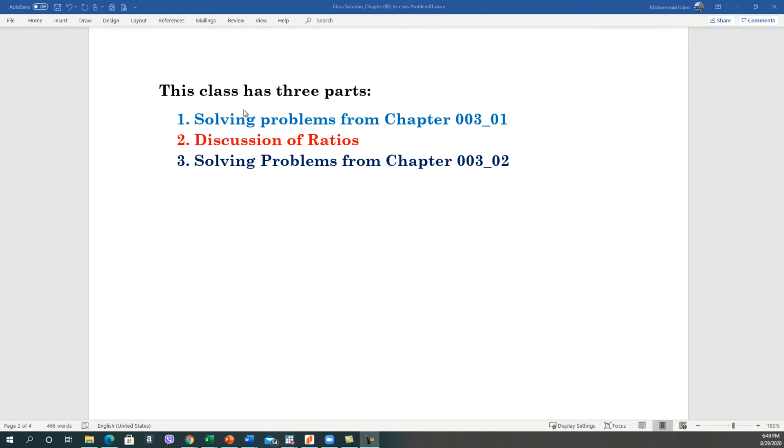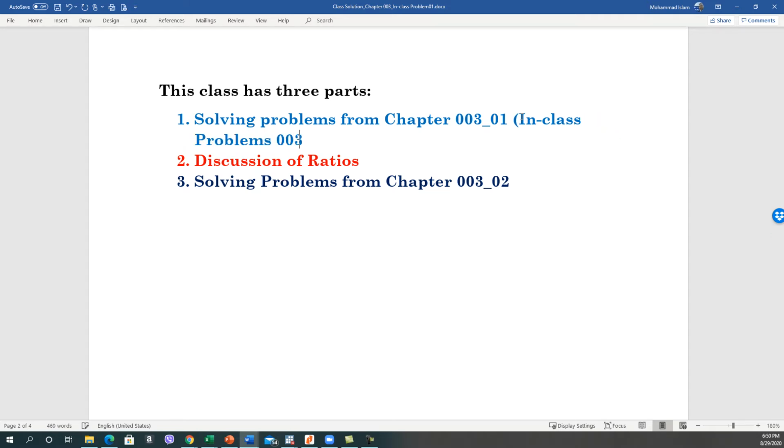Hello students, in this class we have three parts. Okay, the first one is solving problems from chapter 3.1. This is actually the in-class problems chapter 3.1. In this in-class problems chapter 3.1, we have had three problems. We have already solved the first problem, and today we will be solving the other two problems from 3.1.